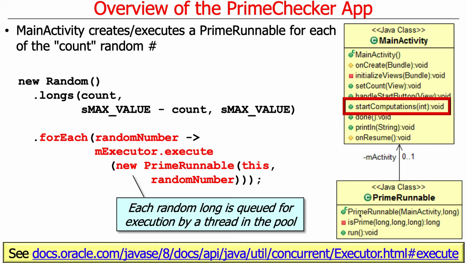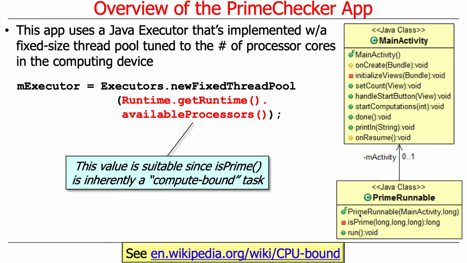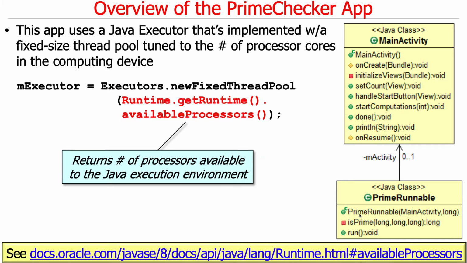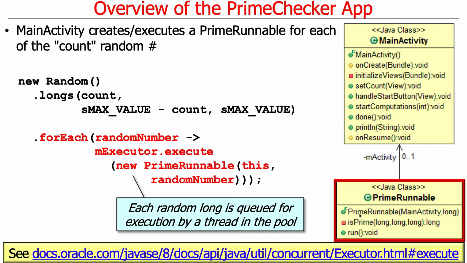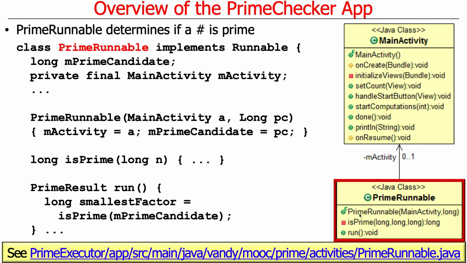So we'll look at PrimeRunnable in a second. We make a new PrimeRunnable, and then this runnable will be queued in a queue that's managed by the fixed size thread pool that we created way back here when we said new fixed thread pool with this many threads. That puts stuff into that queue, and then the threads in the pool will pull the things off the queue and run them to completion.